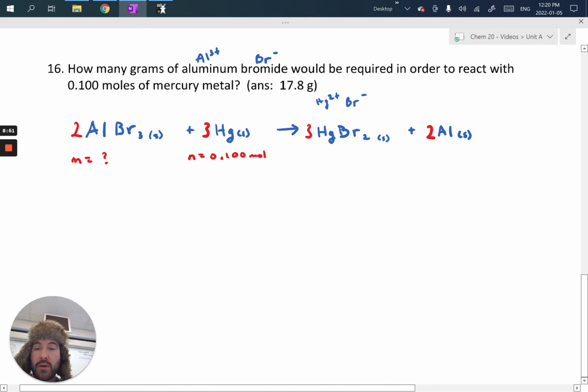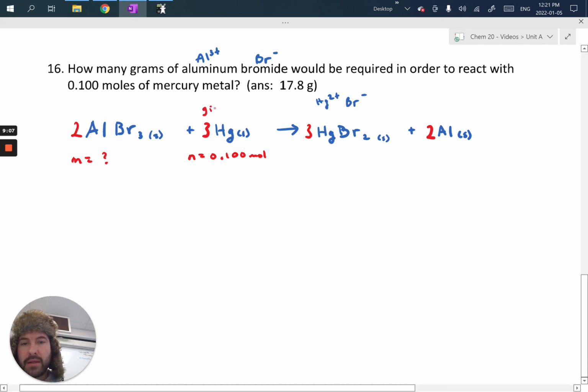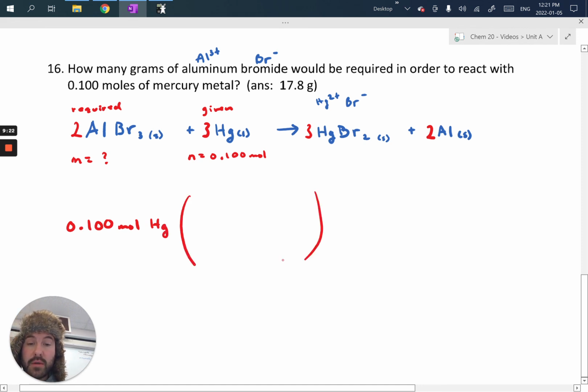All right, so now this is going to be a 2-step problem here. Anytime we're dealing with mass, my students know you are going to need a molar mass for aluminum bromide. Okay, so we'll get to that in a second. So let's start with my given. This is my given. This is my required. So my given is my mercury. So I'm going to start with my 0.100 moles of Hg. I need to figure out from that how many moles of aluminum bromide am I going to require.